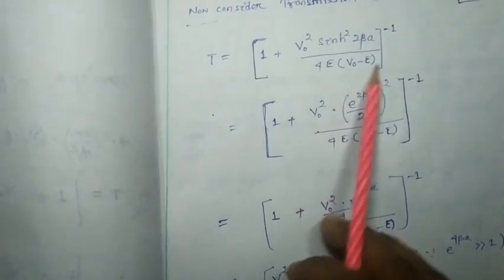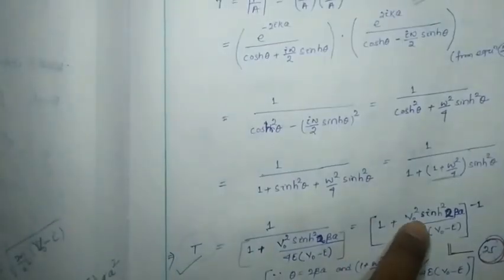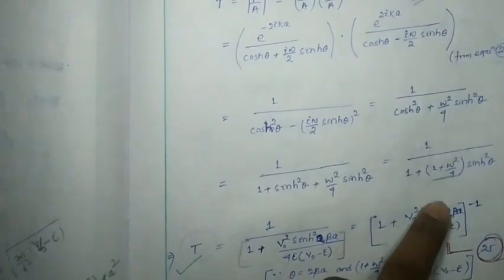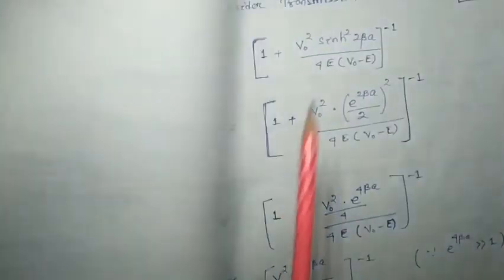These things I have written again. See this thing: 1 plus V0 squared sinh squared 2βa by 4E(V0 minus E), whole inverse. Same thing I have written.